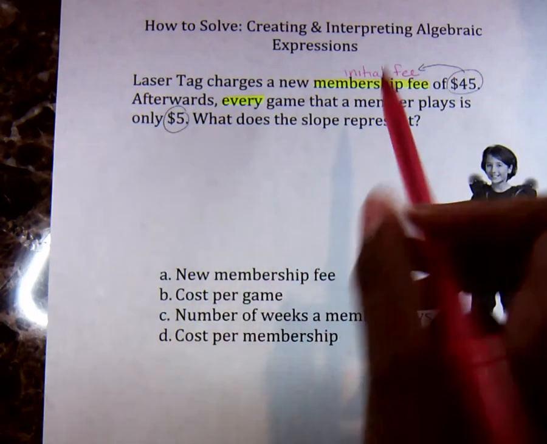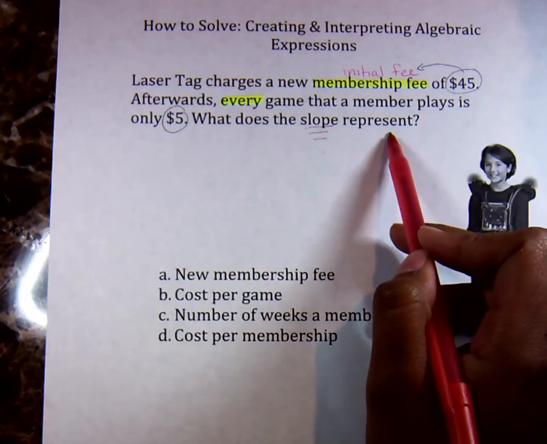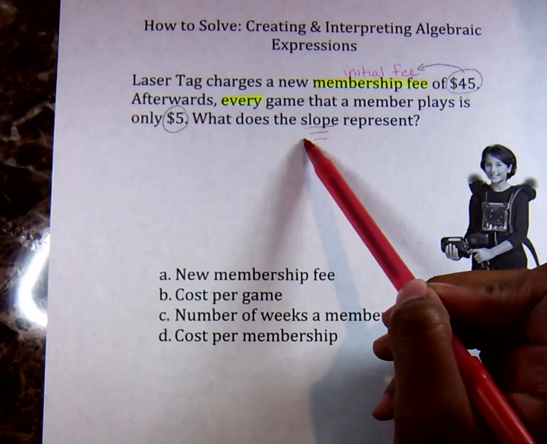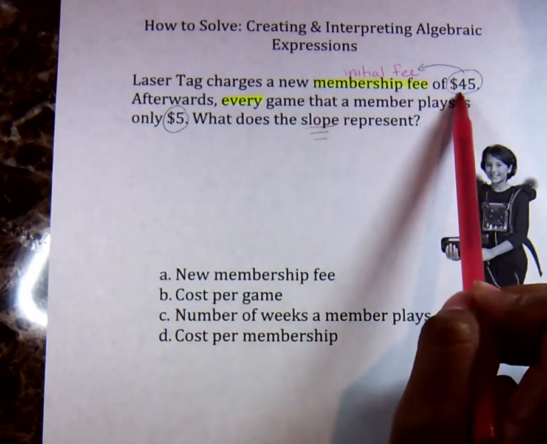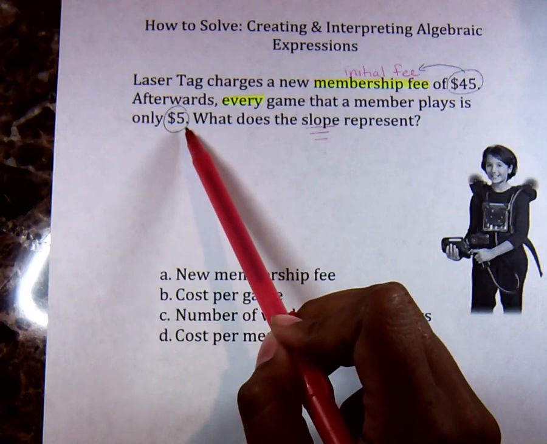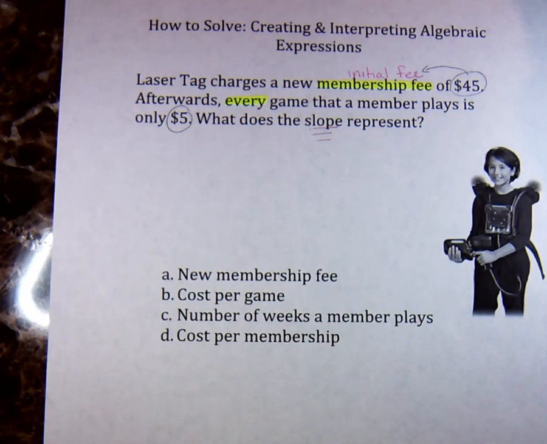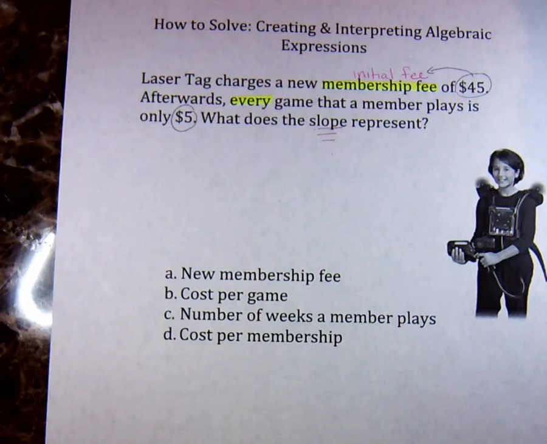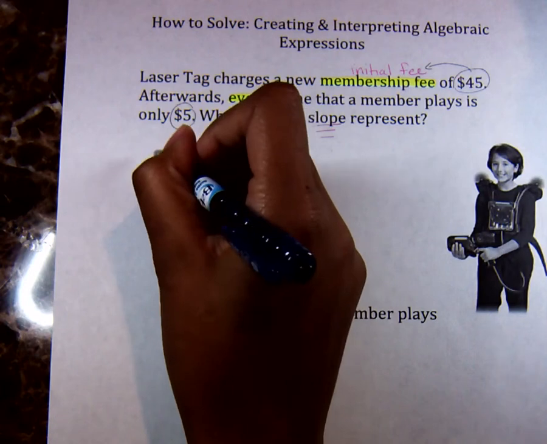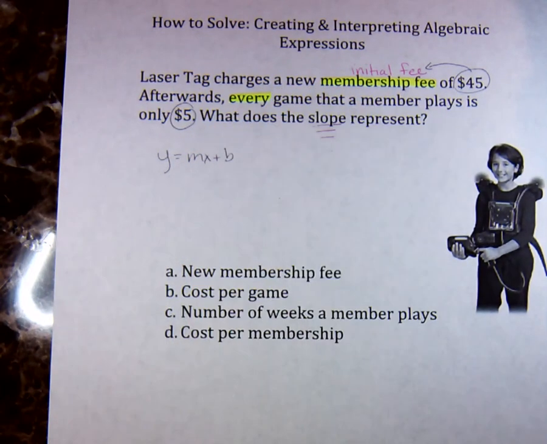What does the slope, is the key word here, represent? So here as I go back and I look at my problem, I see that I have an initial fee, I know that I have a slope, and I know that I have a per. So a very good rule of thumb here is that this problem is actually asking me to interpret an equation. And I know the slope-intercept equation is y equals mx plus b.